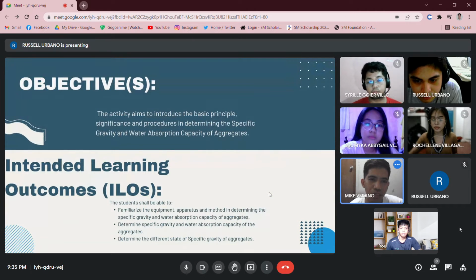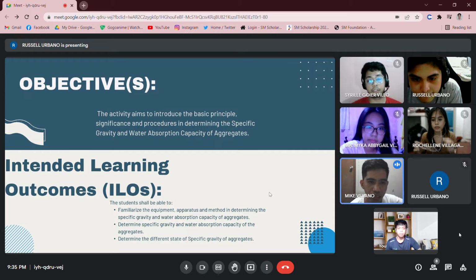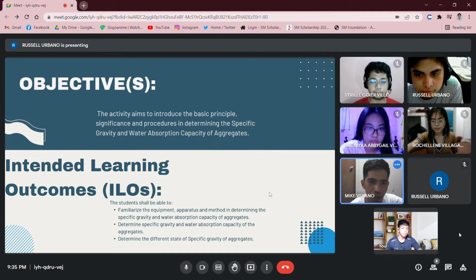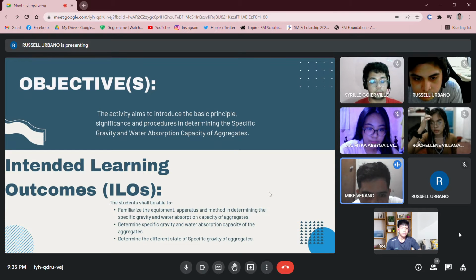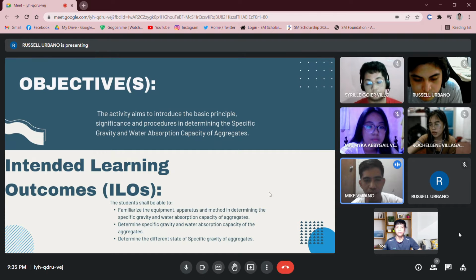Objective. The activity aimed to introduce the basic principles, significance, and procedures in determining the specific gravity and water absorption capacity of aggregates. Intended learning outcome. The student shall be able to, first, familiarize the equipment, apparatus, and method in determining the specific gravity and water absorption capacity of aggregate. Second, determine specific gravity and water absorption capacity of the aggregates. Third, determine the different states of specific gravity of aggregates.